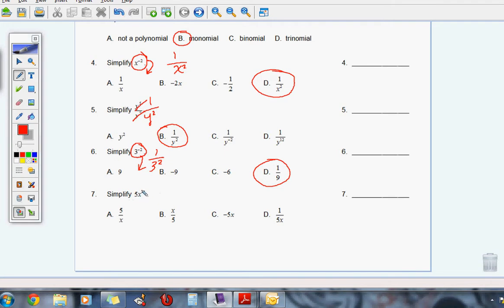Same here, be very careful. This is not saying 5x to the negative first. That's not what this is saying. It's saying x to the negative first. So the only item that actually moves down to the basement is the x to the negative first. So the 5 stays up top. We move the variable down and make the exponent positive. Choice A is the correct answer to that one.